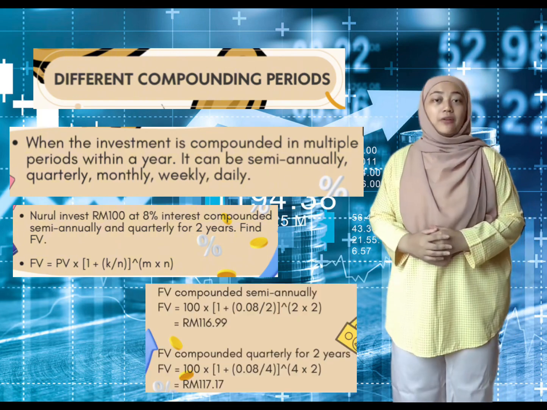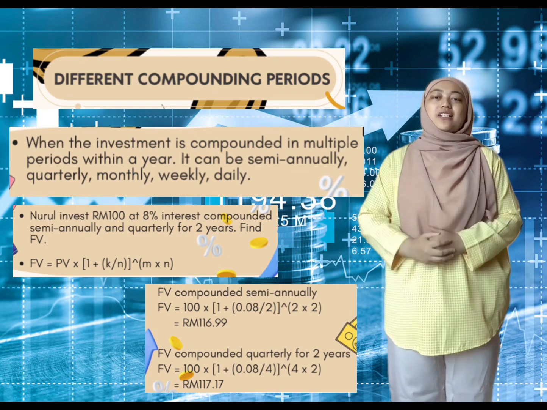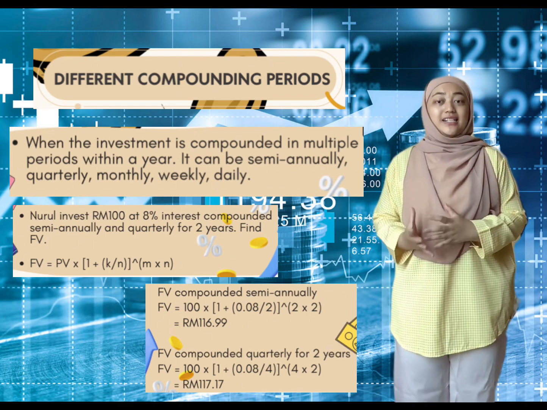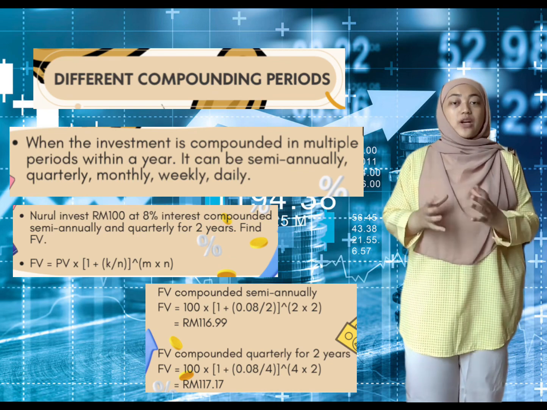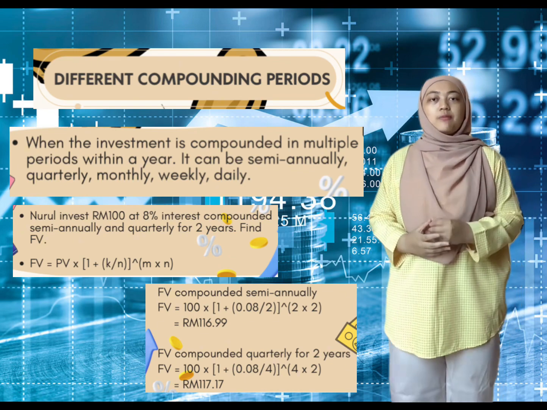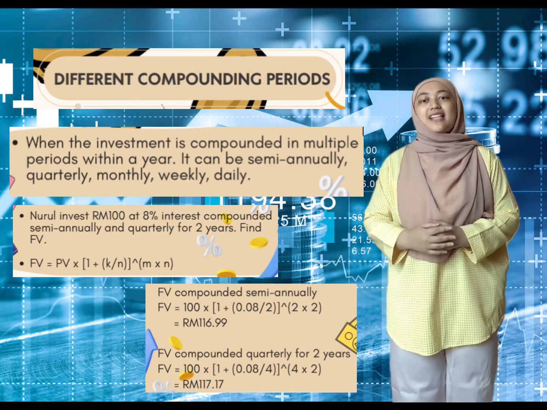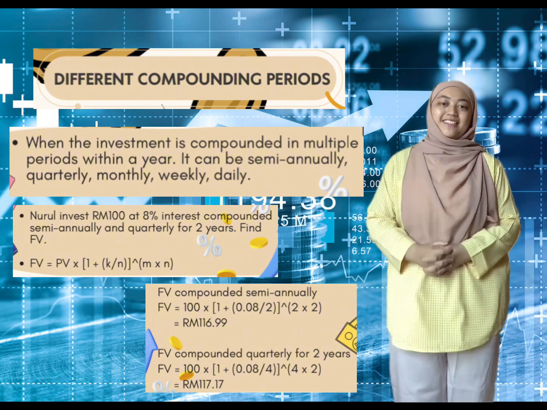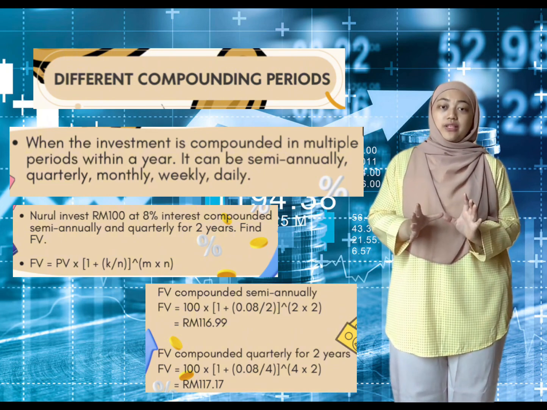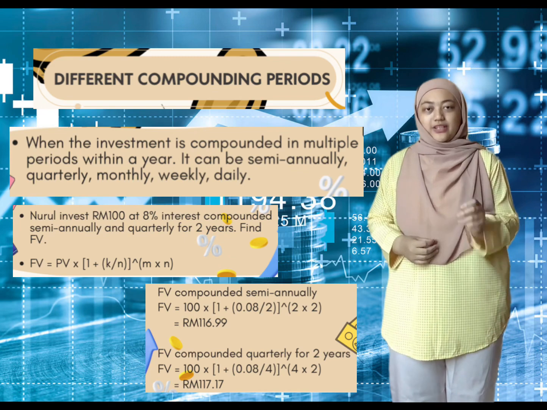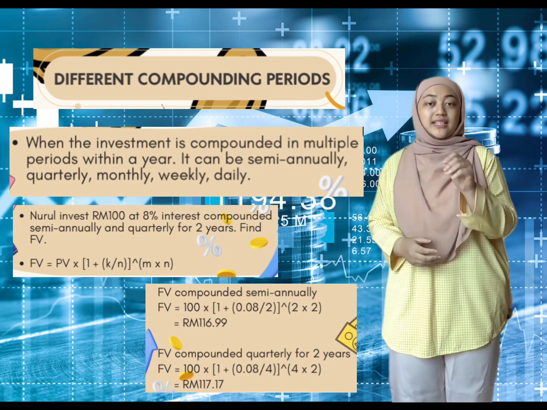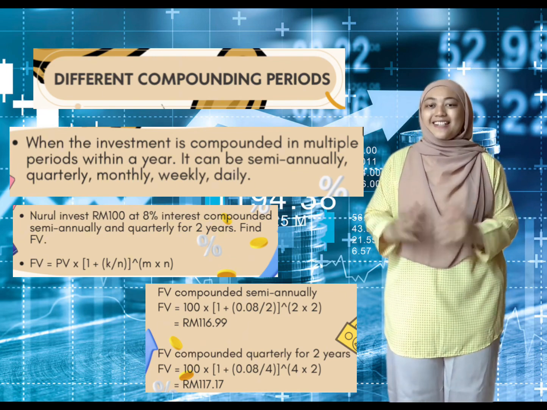If the future value is compounded semi-annually, then she will get 116 ringgit and 99 cents. If the investment is compounded quarterly for 2 years, the amount accumulated would be 117 ringgit and 70 cents. There is a slight difference between the value of these two. However, if she compounds her investment quarterly, she will get higher returns.